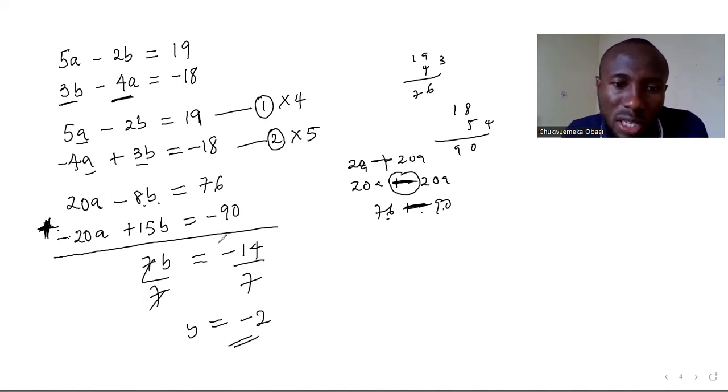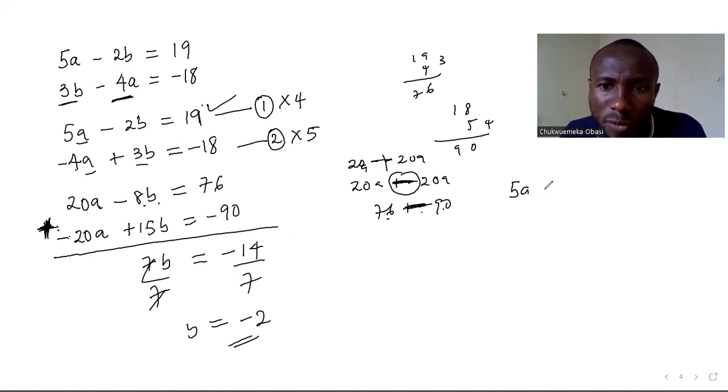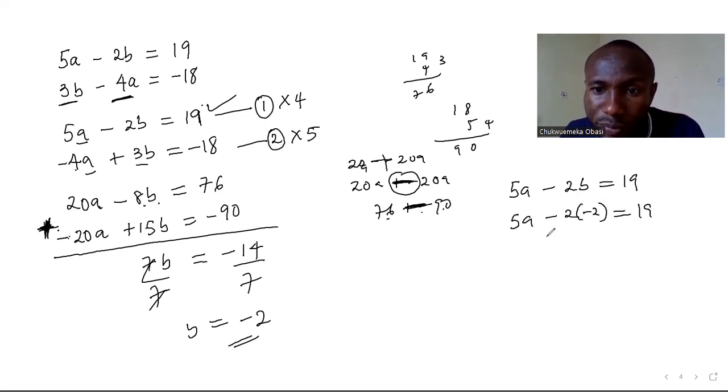So what do we do? We plug in the value of b in any of the equations, equation 1 or equation 2. So let me choose. I prefer equation 1. I don't like very big equations, so I look for smaller equations. Let me plug it here. So I have equation 1 to be 5a minus 2b equal to 19. And now my b is minus 2. So this will be 5a minus 2 times minus 2 equal to 19.